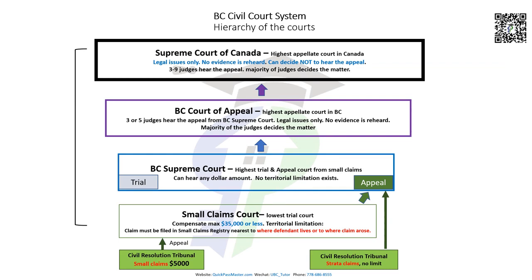The CRT commenced its operation in the year 2016. For small claims, it can compensate up to $5,000. If you lost your small claim, you can appeal to Small Claims Court. For strata disputes, there's no monetary limitation, and if you lost the case, you can appeal to BC Supreme Court.